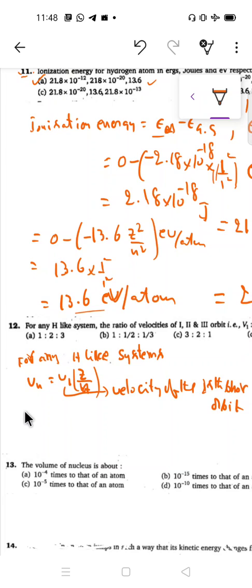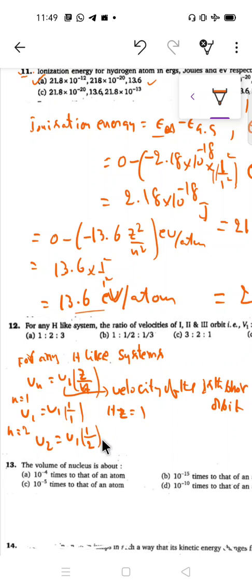Then Vn is equal to V1 for n equal to 1. For the hydrogen atom, Z is equal to 1. Here they already mentioned, for n is equal to 1, so 1 by 1. Next, n is equal to 2. Substituting this value here, you can get V2 equals V1 into Z by n, where Z for hydrogen is 1 and n is 2, so 1 by 2.